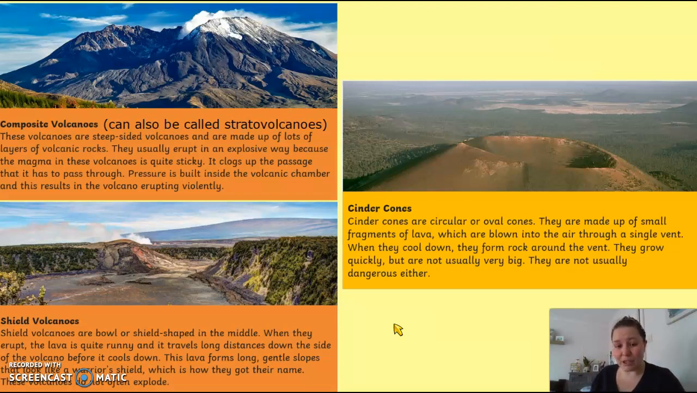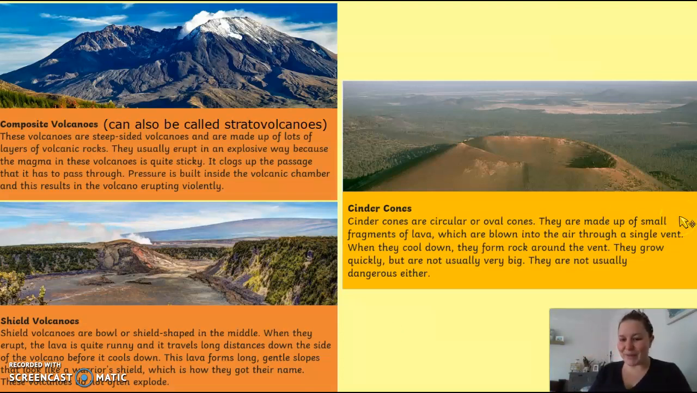And then lastly, you looked at cinder cones, circular or oval cones. You've got small fragments of lava that have been blown up through the vent, and they form rock around the vent basically. So they're not very big, and they're usually not too dangerous. So it's the composite ones that are really explosive. Well done if you remembered those 3 types, and even more well done if you remembered what each one was.